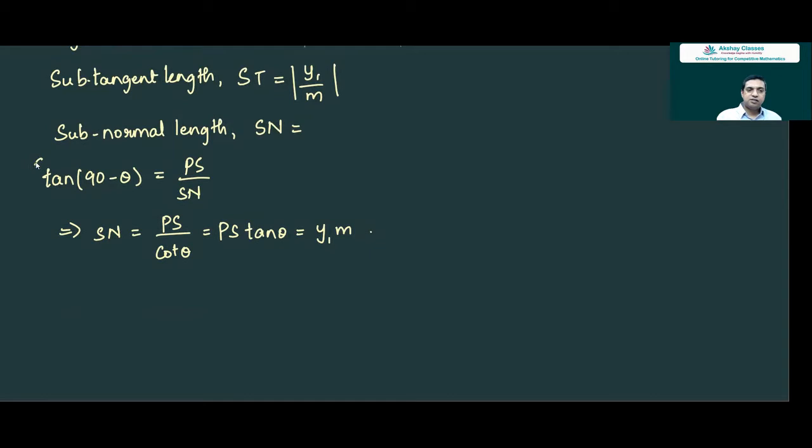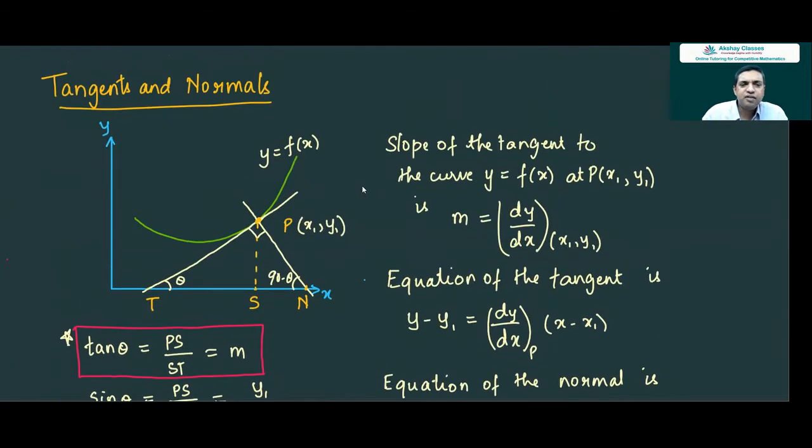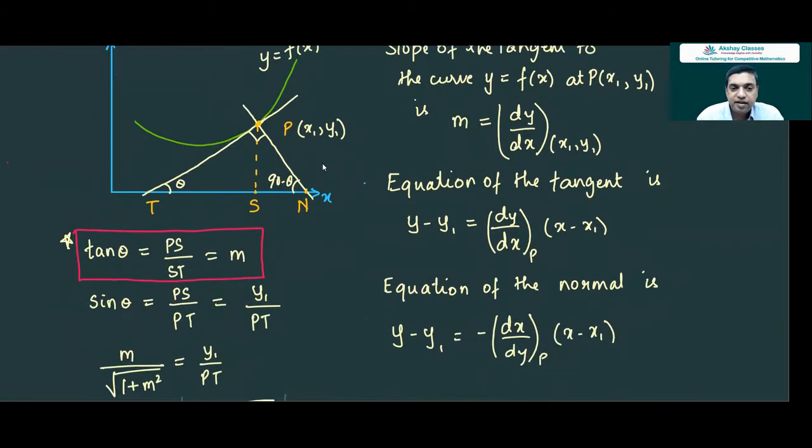Okay. So this I will write here y1 into m. So these are the four results of tangents and normals, so we can find tangents to the curves through this. Application in curves and intersection of curves is in finding the angle of intersection between two curves.